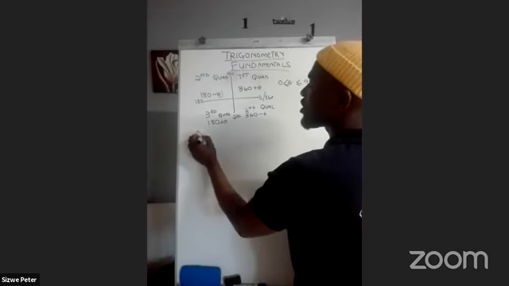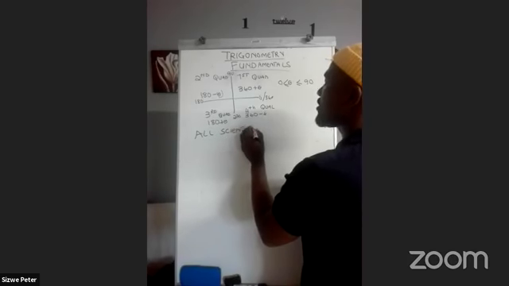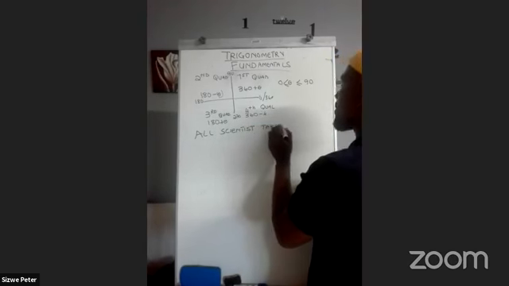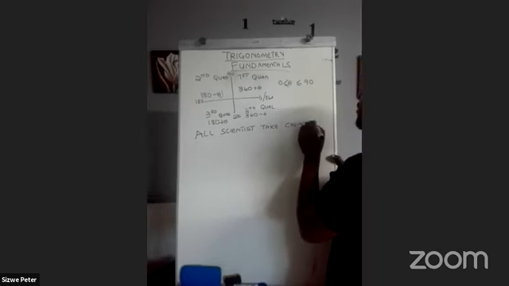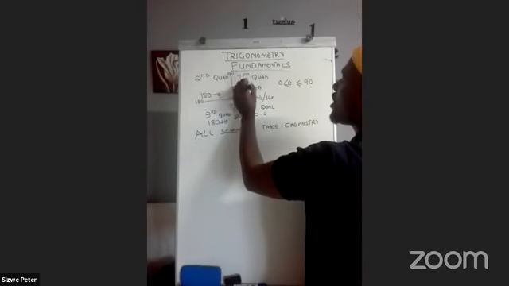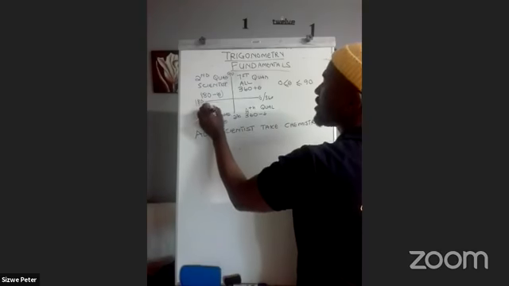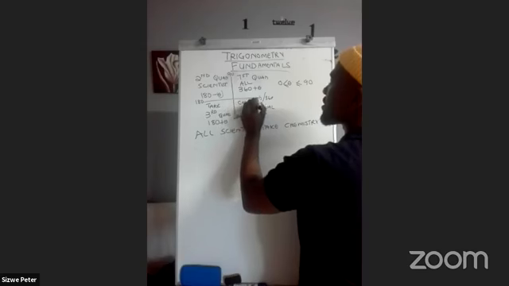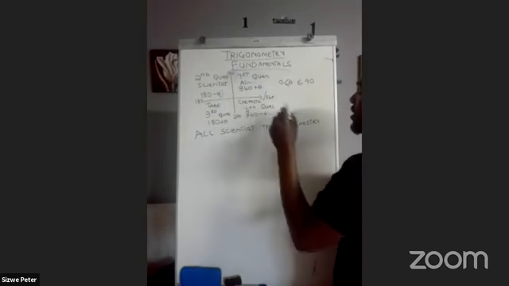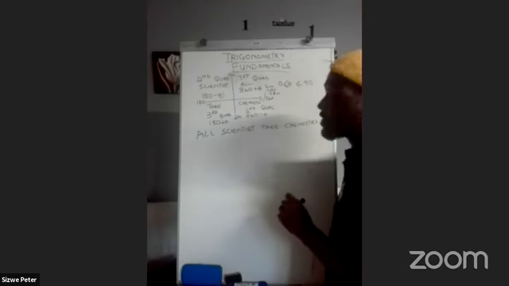Now you have this sentence, all scientists take chemistry. All scientists take chemistry. So first quadrant, all scientists take chemistry. So this is all. All, that means we have sine, we have cos, we have tan. All, they are positive in the first quadrant.